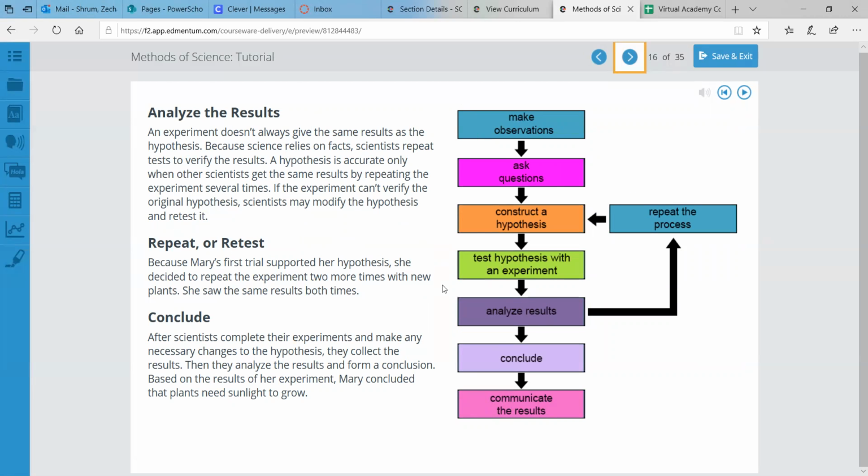And here we go. This is a very important picture. So hopefully you write this down, save it somewhere. This is a great visual of the steps of the scientific method. Making observations, questions, hypothesis, testing a hypothesis with an experiment, analyze your results, and then you repeat. And if you keep getting the same result, then you can conclude and communicate it with your scientist friends in a journal. But we'll talk about that later.